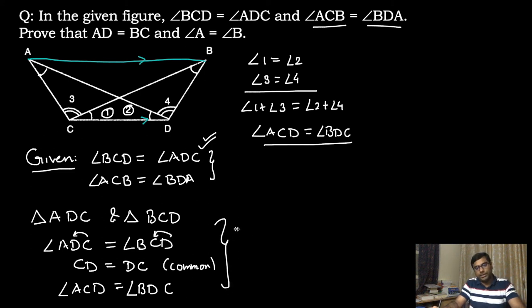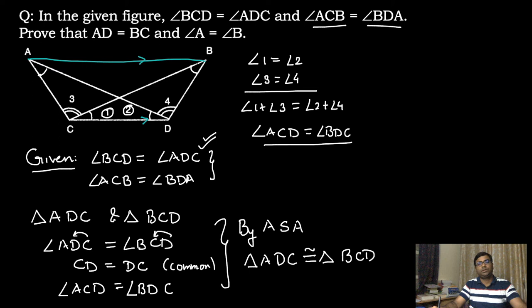And hence, what do we learn? By which congruence criteria, guys? You can say that triangle ADC is congruent to triangle BCD. Congruent. Now the fallout will be that you can write the repercussions, what was to be found out.